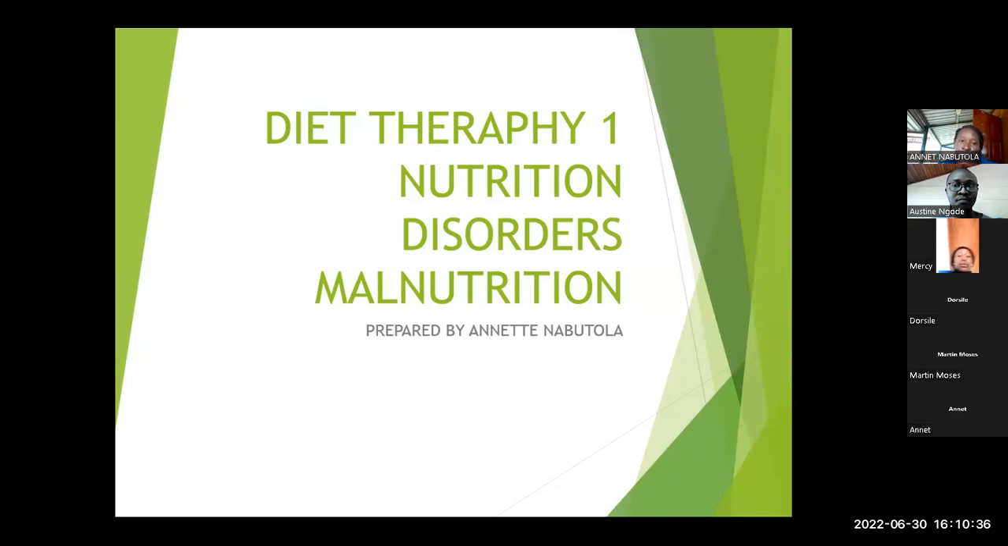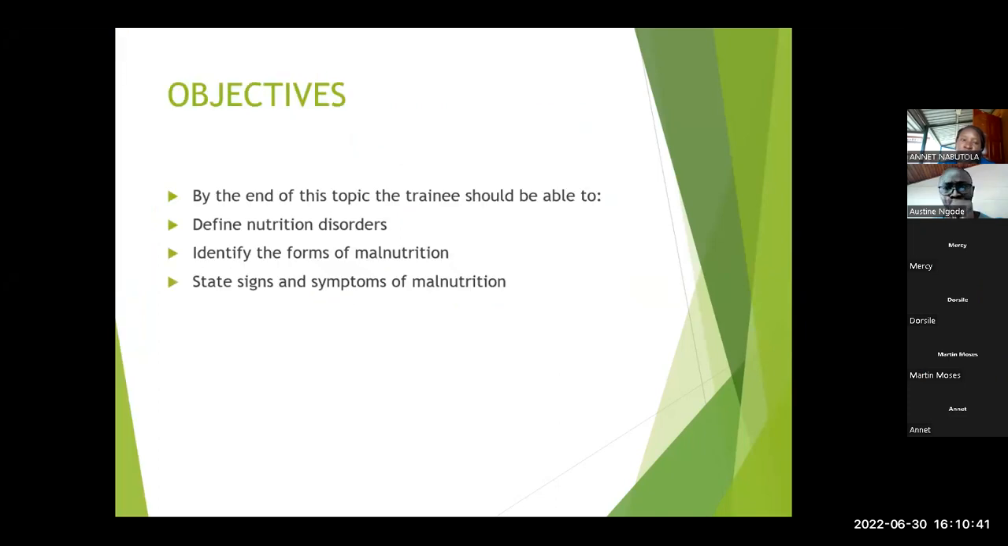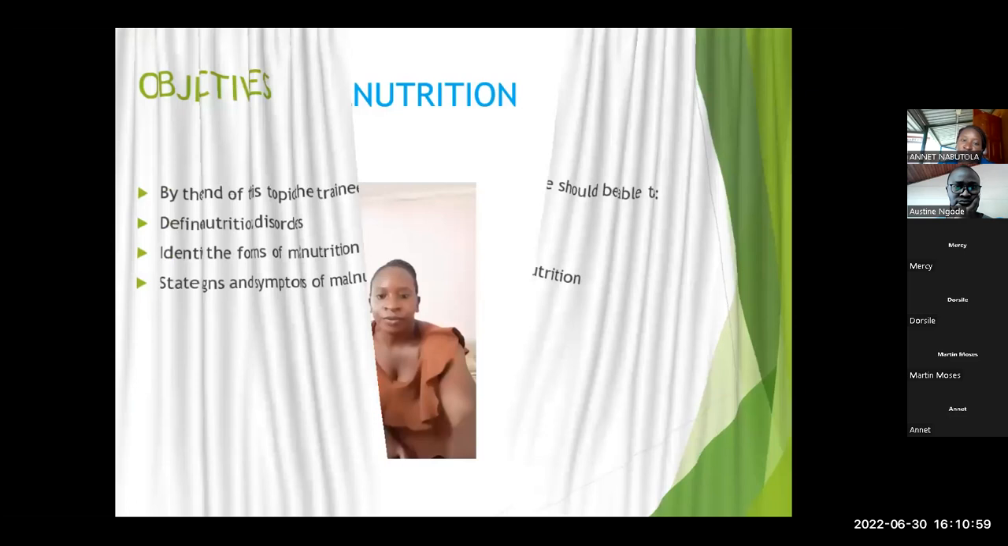So we were looking at malnutrition and we want to look at the definition of malnutrition. But before that, we look at the objectives. By the end of this topic, the trainee should be able to define nutrition disorders, identify the forms of malnutrition, and state the signs and symptoms of malnutrition. Those are the objectives that we are supposed to meet as a class by the end of this lesson.